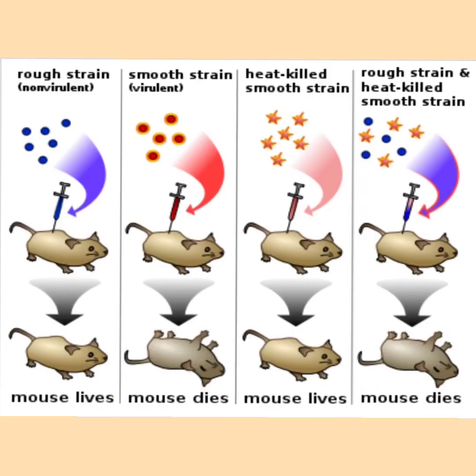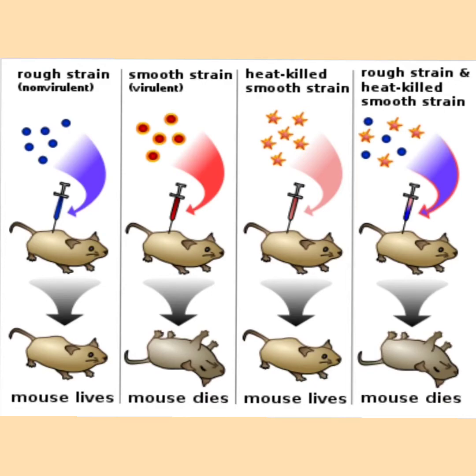What they did was take a rough strain, the R strain, which was non-virulent, and inject it into the mouse, and the mouse lives. Then they took a smooth strain, which was virulent, and injected it into the mouse. The mouse dies, indicating that the smooth strain is virulent. Then they killed the S strain, or smooth strain, and injected it into the mouse. The mouse lives. This shows that the S strain was made avirulent because of heat.